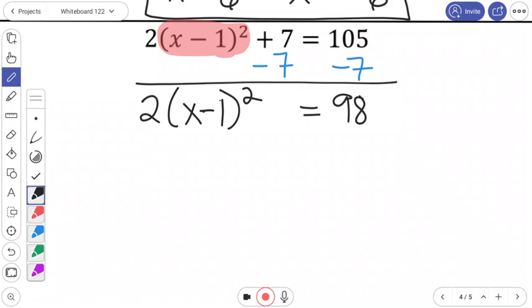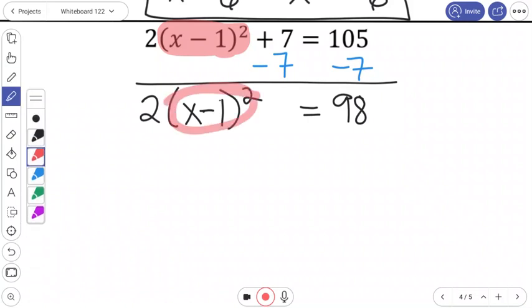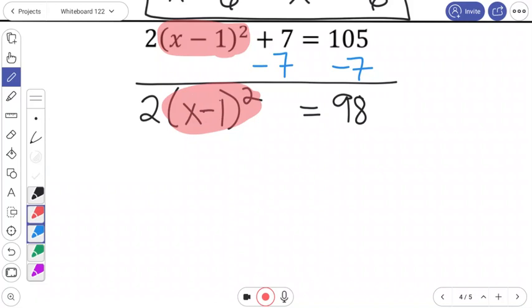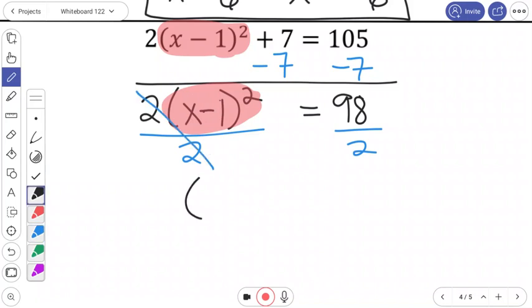Okay, so we still are trying to get our squared term by itself, this right here. So we need to get rid of the 2 out in front that we're multiplying by. And the opposite of multiply is divide. So we're going to divide this side by 2 and this side by 2. 2 divided by 2 reduces to 1. So we're left with (x minus 1) quantity squared equals 98 divided by 2 gives us 49.